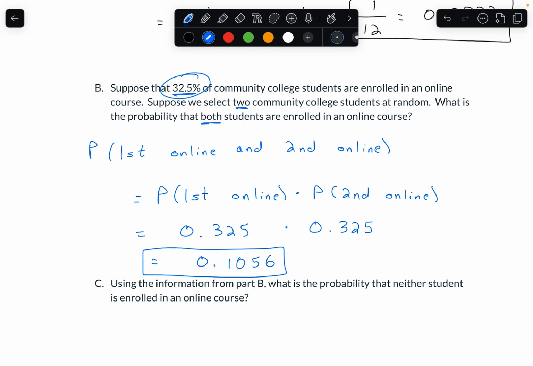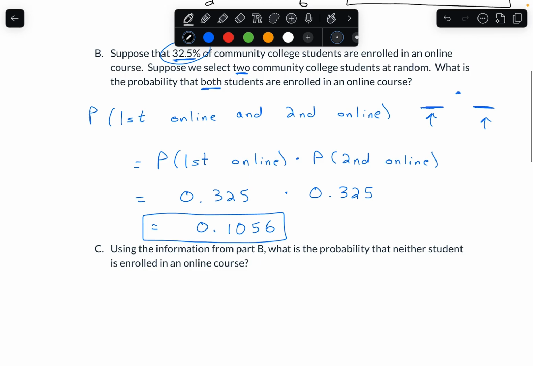One thing that I like to do, if we're selecting a number of individuals from a population like this, is to create these fill-in-the-blanks and say, okay, it's this and this, I'm multiplying them, and then I just need to fill in these probabilities right here. So let's try that out in the next section.